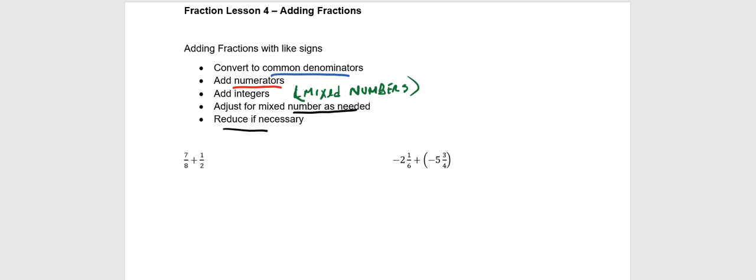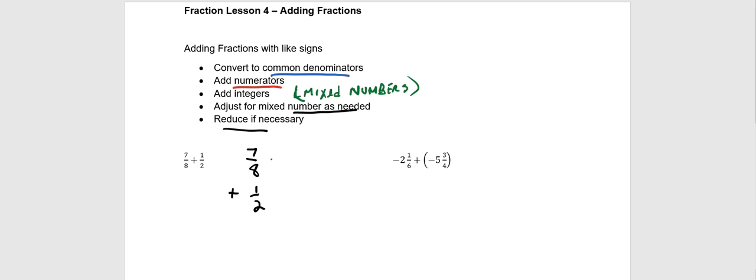So let's start with this first problem, 7/8 plus 1/2. I always like to start by rewriting the problem in a vertical manner. So I'm going to say 7/8 plus 1/2, like so. My first number becomes my top number. My second number becomes my bottom number.